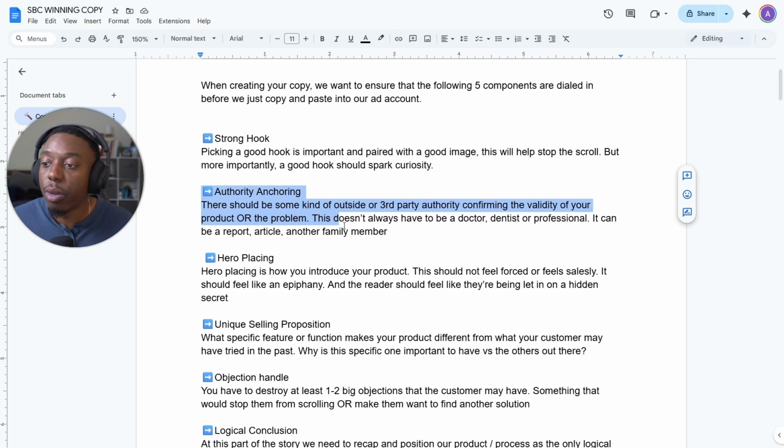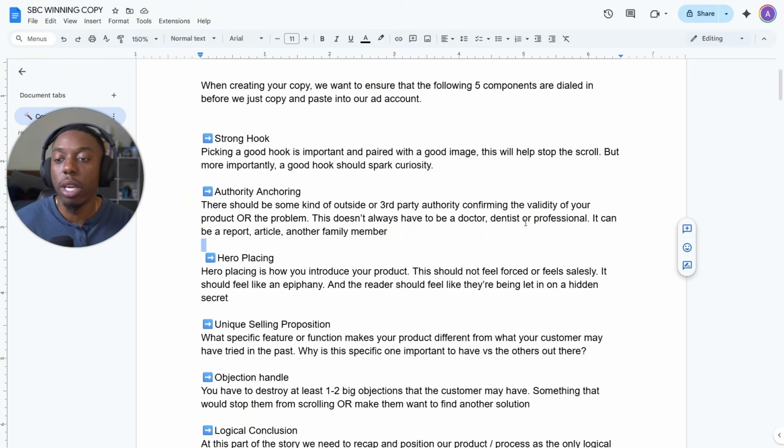Another thing that's important is authority anchoring. There should be some kind of outside or third-party authority confirming the validity of your product or the problem. This doesn't always have to be a doctor, dentist, or professional. It can just be a report, article, another family member.